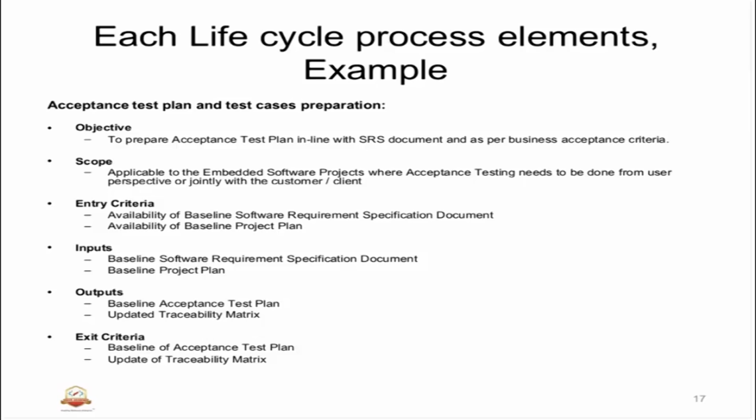So that will be the entry criteria that is identified. And once we have the entry criteria, there are various inputs that are used: baseline software requirement specification and baseline project plan. The outcome of the acceptance test plan phase is the baseline test plan and traceability. And once it is complete, we exit this phase and go to the next phase. That is an example of one acceptance test plan creation and preparation. We will go into detail with the definition of each of these in the next slides.